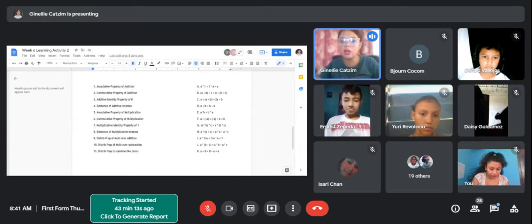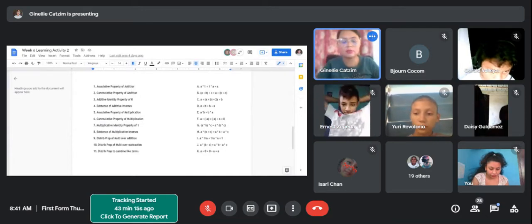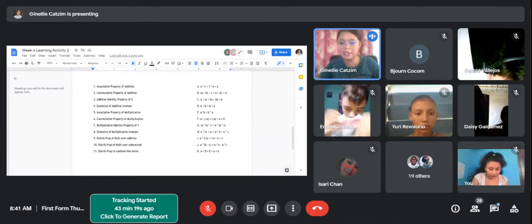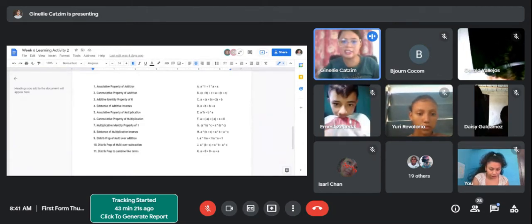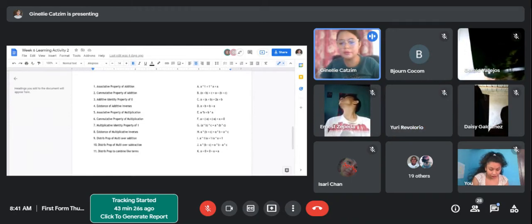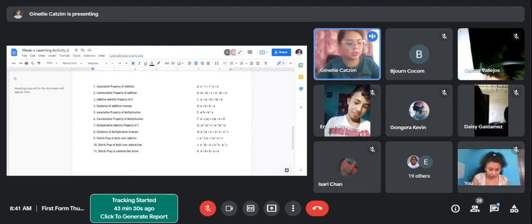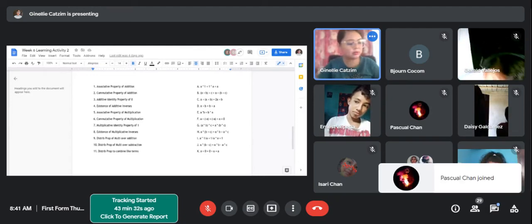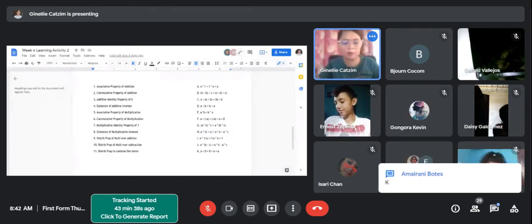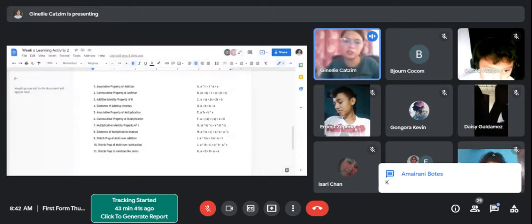Now the commutative property of addition. I will take Kevin's response for that one, right? That is D. The additive identity property of 0. Anyone? What is the identity property of 0? Amirani says K, very good.